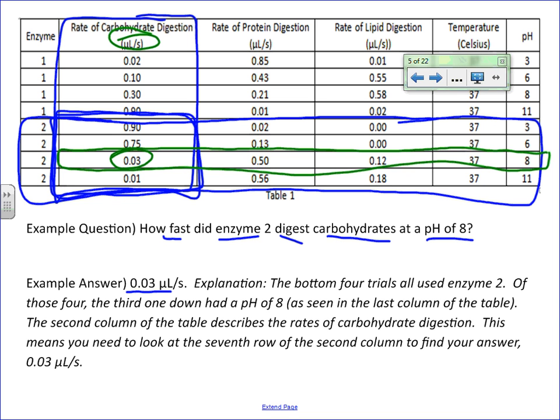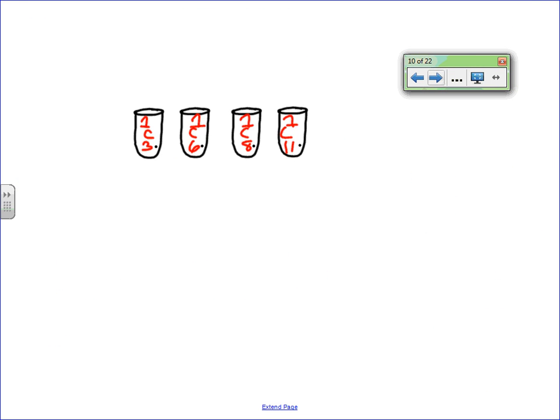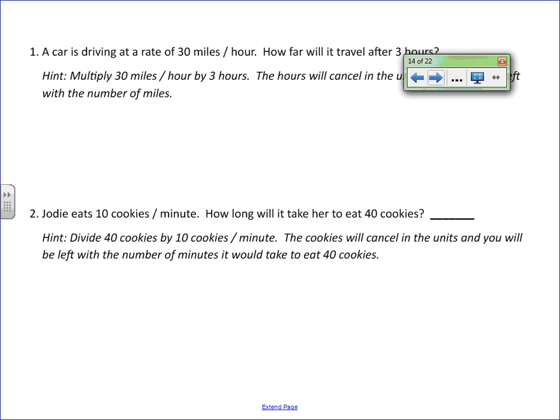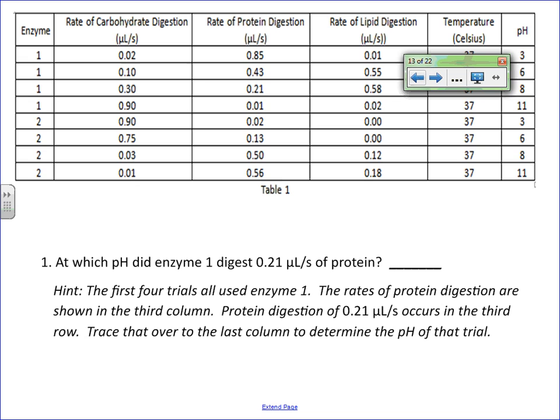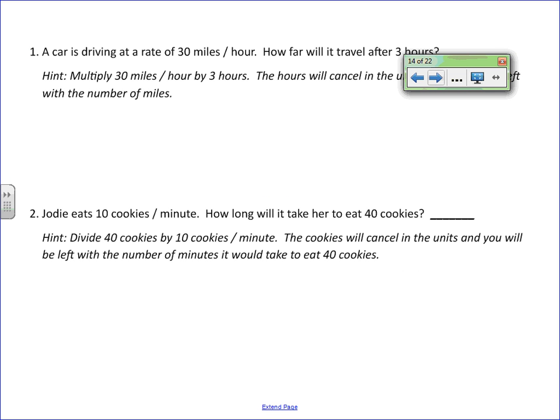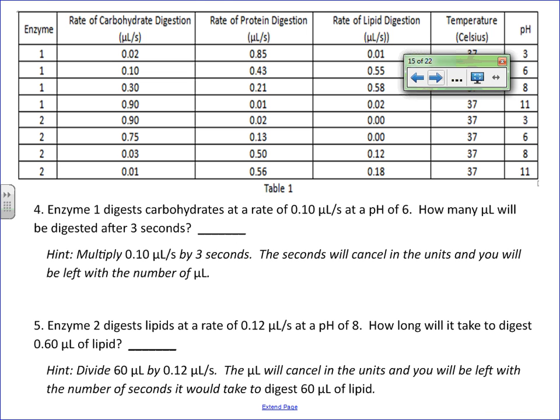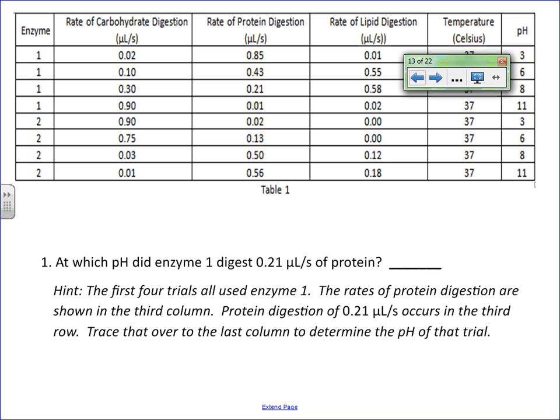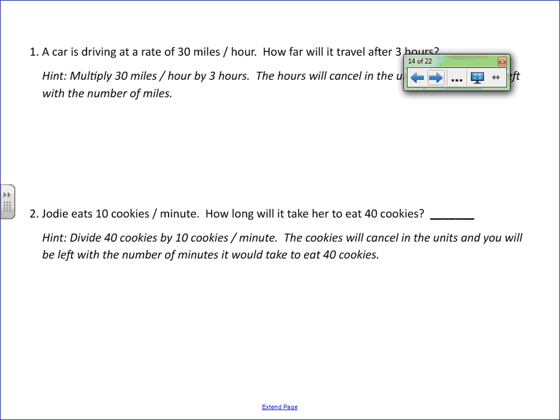What you want to do right now is practice questions 1, 2, 3, and 4 together in your team. On the back, these are practice questions about thinking about rates and driving. So we're going to do questions 1, 2, 3, and 4, the car driving questions from the back. When you're ready, press play and we'll go through the answers.